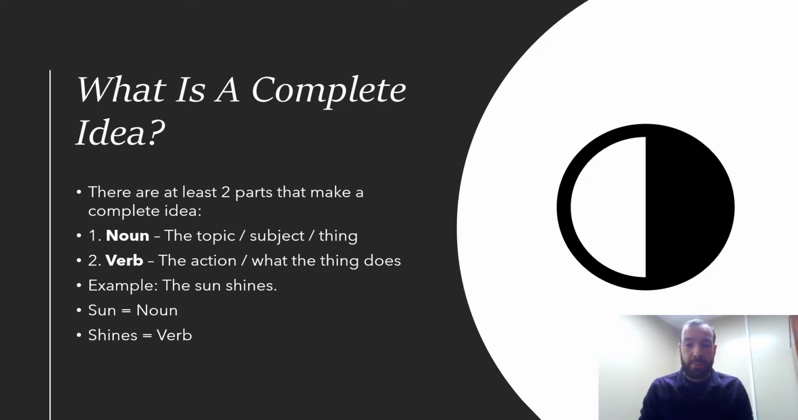So here's a good example. "The sun shines." This is a very simple sentence. But it's got our noun, the sun, and it's got the verb, the action, the thing that it's doing, shines. Both pieces, full sentence. Also note, we have a capital T at the start, we have a period at the end. So we've got all three components of CAP to make a good sentence.